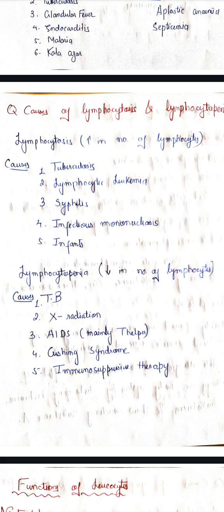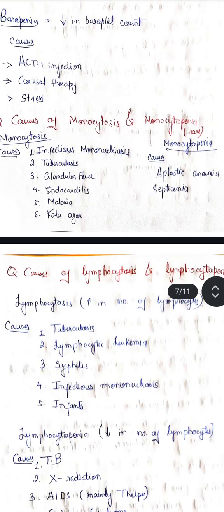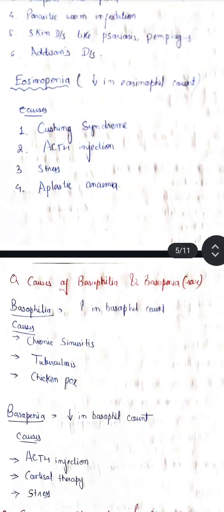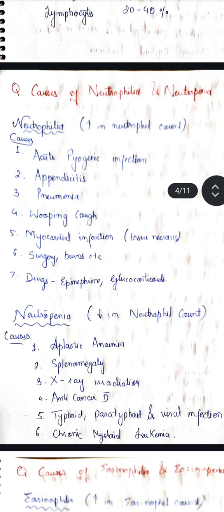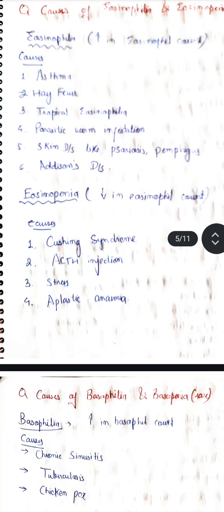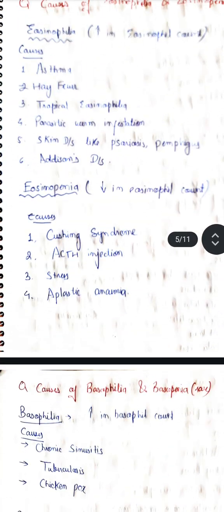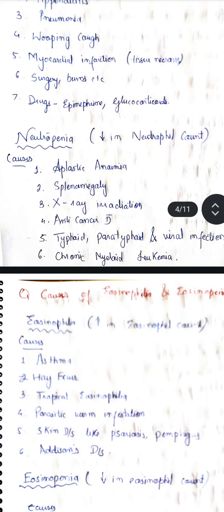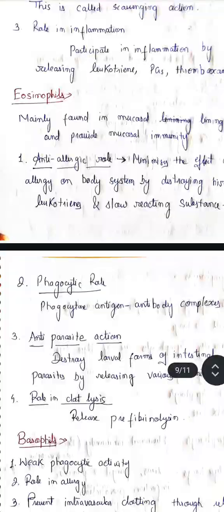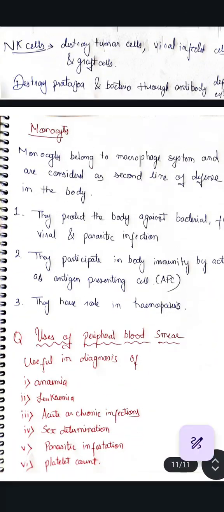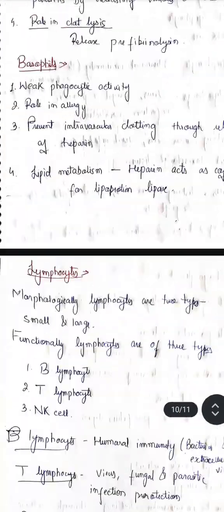Now, causes of lymphocytosis and lymphocytopenia. Of course, lymphocytosis will be observed in TB and also lymphocytic leukemia itself, syphilis, infectious mononucleosis where the monocyte count is also increased, and in infants. And lymphocytopenia, that is a decrease in lymphocyte count, will be observed in TB, X radiation, AIDS, mainly the T helper cells, you will see their count is less, Cushing syndrome, and immunosuppressive therapy.